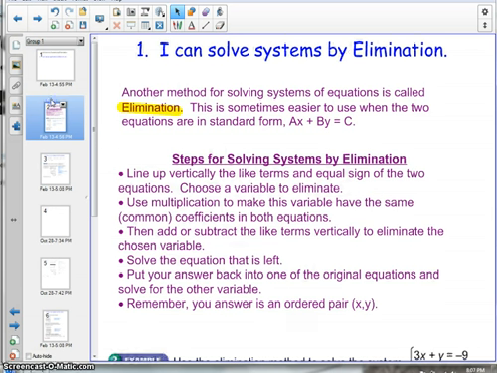When we want to use this method, we want to make sure that we have our equations in standard form, which remember from the last unit is ax plus by equals c. So you want to make sure you have your like terms all put together for our x's and our y's, and then everything else that doesn't have a variable put on the right side of our equation.